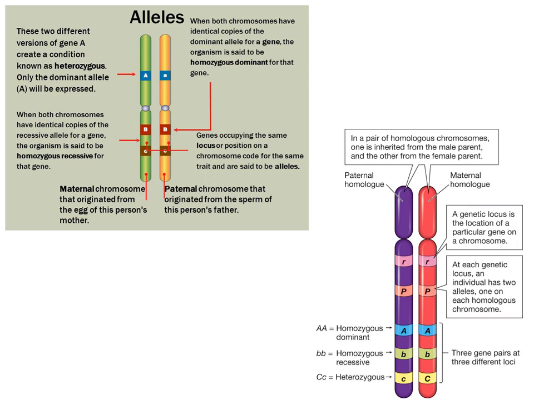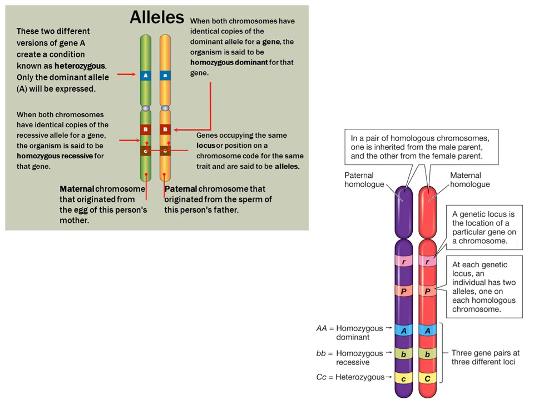On the other hand, the second gene, which is in red color, has two identical copies of the dominant allele for a gene. The organism is said to be homozygous dominant for that gene.